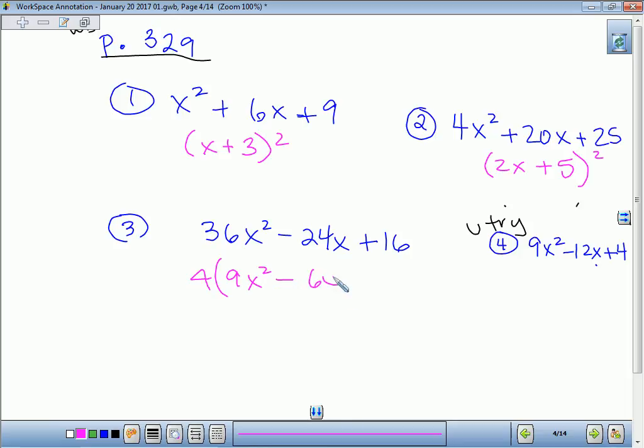Because 6 times 4 is 24. If we double that, that's it. 48. Yeah, square, good job. Wait, what? No. What?